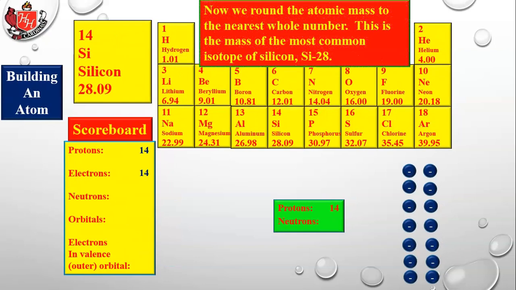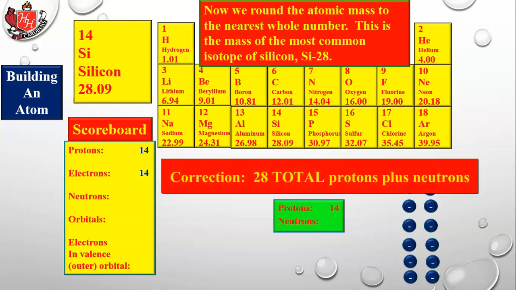So now we round the atomic mass to the nearest whole number. This will be the most common isotope of silicon, which is Si-28. So remember, that atomic mass of 28.09 is an average of different isotopes of silicon. For example, silicon mostly has a mass number of 28. Remember that each proton and each neutron has a mass of 1 atomic mass unit.